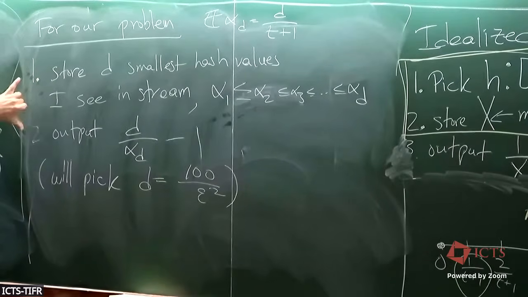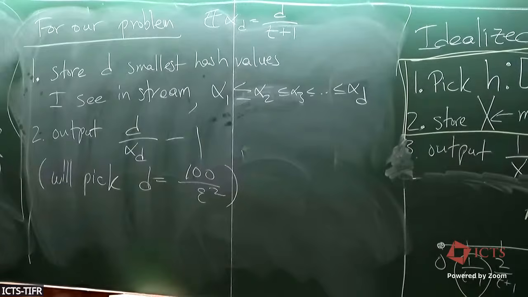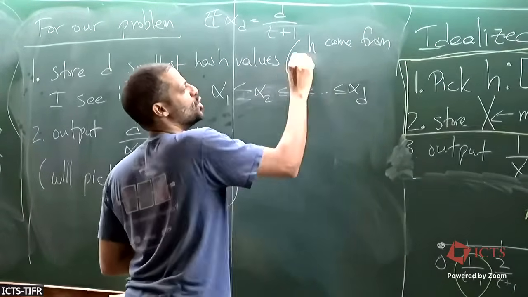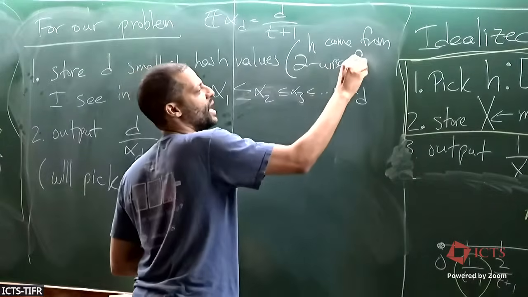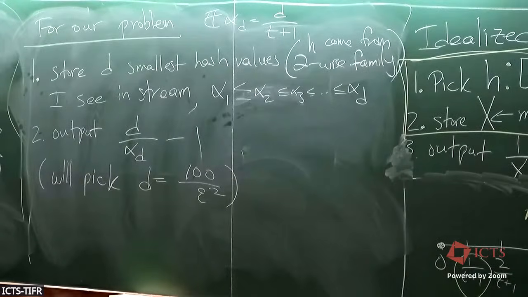I claim this works even if the hash function comes from a 2-wise independent family. H will come from a 2-wise family. It won't be a truly random hash function. And how much memory do I need to draw a hash function from a 2-wise family? Well, there are only something like u to the constant number of hash functions, so to name a hash function is the log of that. So my hash function will only cost me O of log u bits.